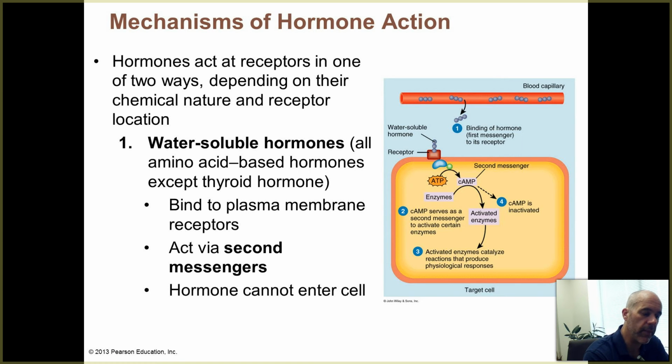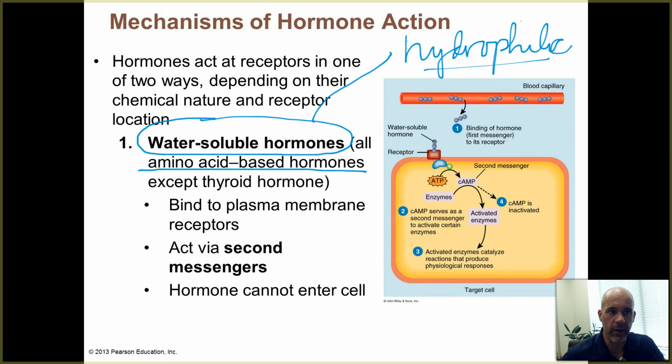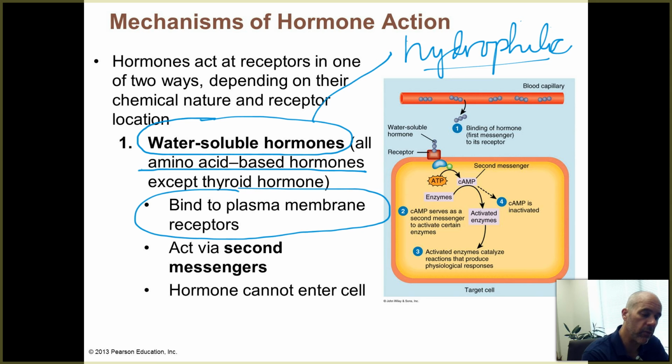All right, most of your amino acid based hormones are water soluble, and that's really another phrase that means hydrophilic, water loving. These are molecules that dissolve in water-based fluids very easily, and so they travel through water-based fluids very easily, diffusing around. So these types of hormones tend to act, of course all hormones bind to receptors on their target cells. Water-soluble hormones bind to plasma membrane receptors.